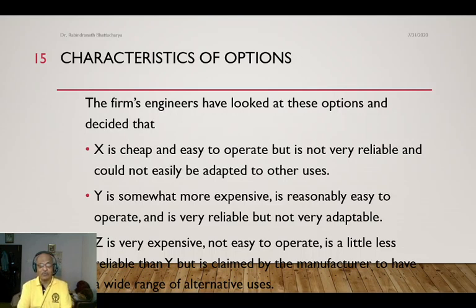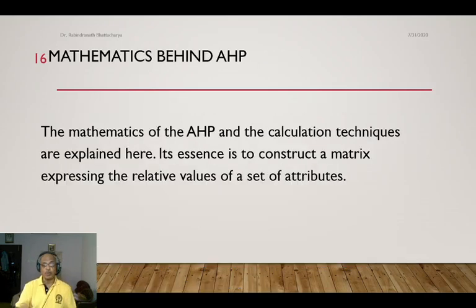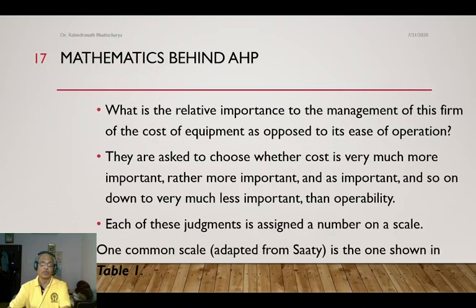So the experts form an opinion like this, because somebody offered X, somebody offered Y, and somebody Z. So they are forming an opinion. This is called the Delphi method, and a decision has to be taken to form the matrix. Before we form the matrix, we must understand the mathematics behind the AHP, and the calculation techniques are to be understood. So its essence is to construct a matrix expressing the relative values of a set of attributes.